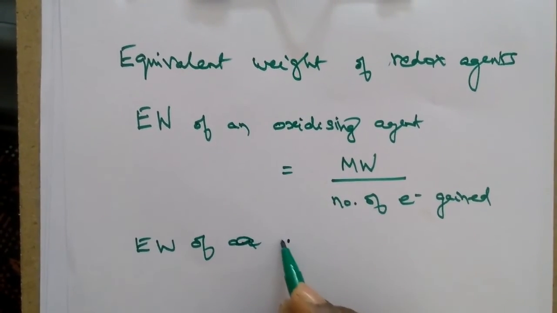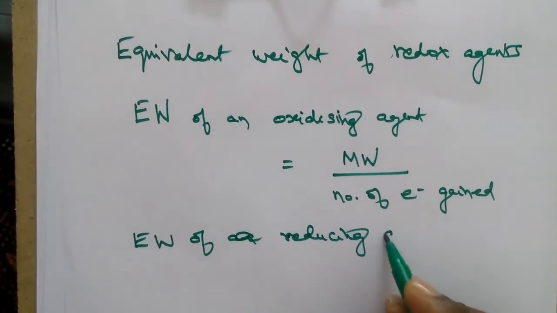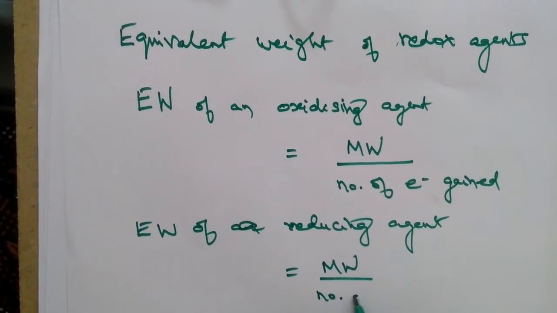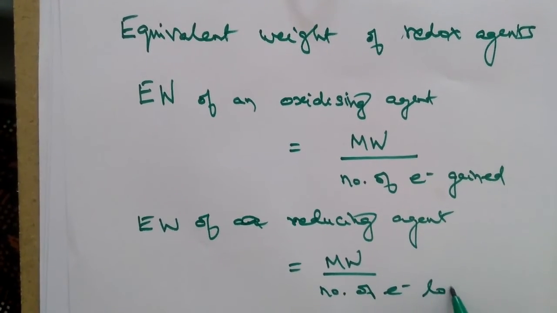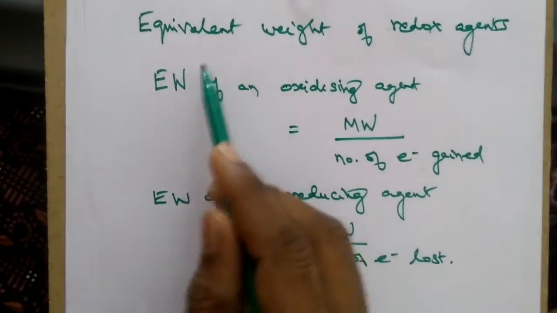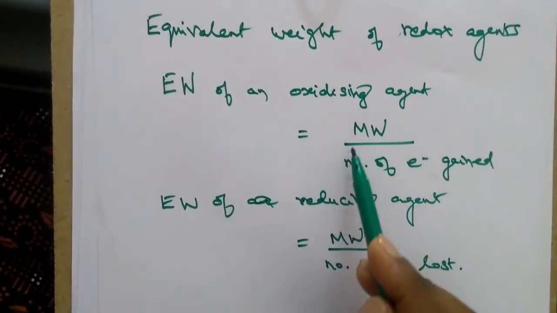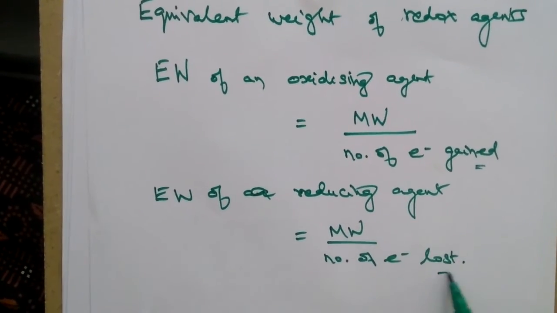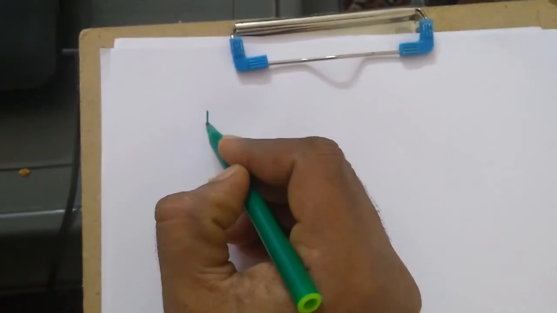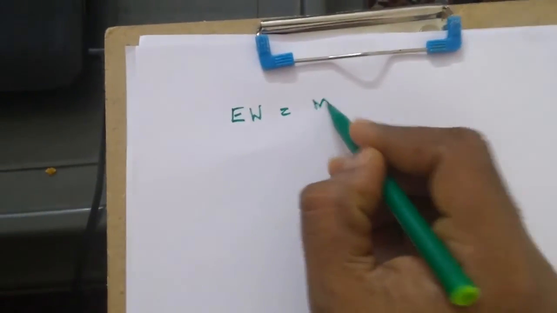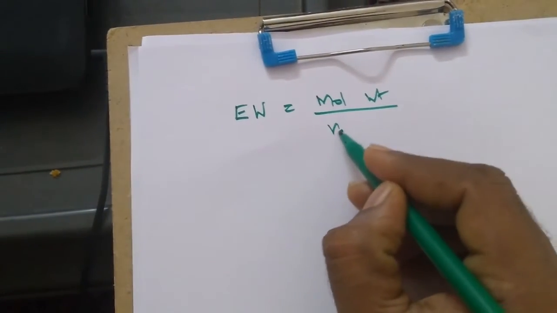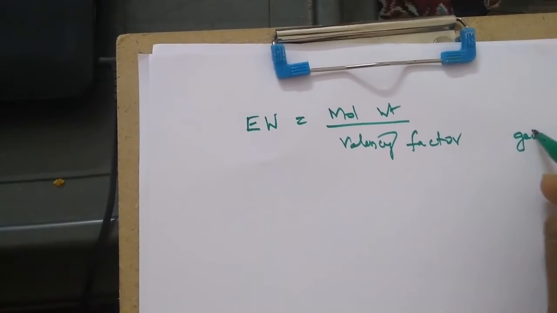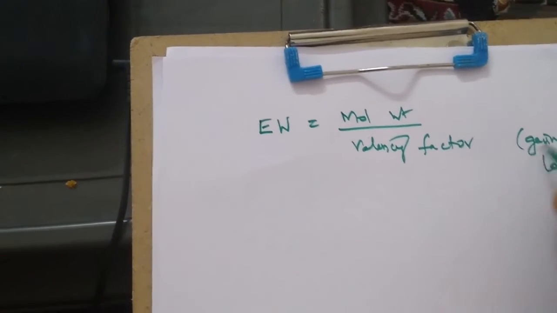Equivalent weight of a reducing agent is equal to molecular weight divided by the number of electrons lost during the reaction. So for an oxidizing agent, we should not forget that it is molecular weight divided by number of electrons gained. Equivalent weight will vary depending upon the medium, whether neutral, acidic, or alkaline medium. Therefore we want to know how many electrons are gained or lost. So equivalent weight is equal to molecular weight divided by, in general, the valency factor.